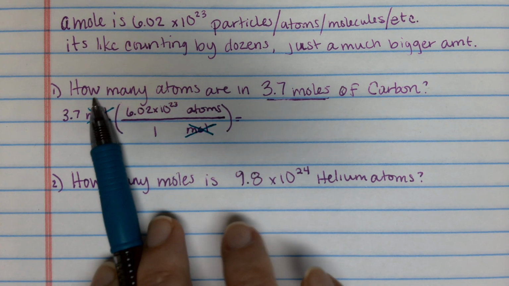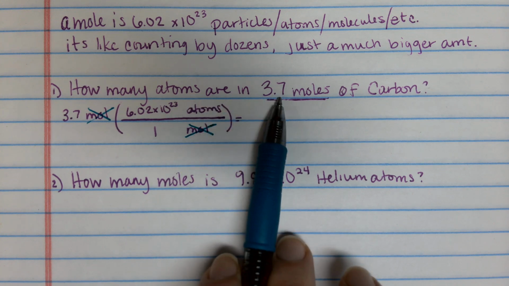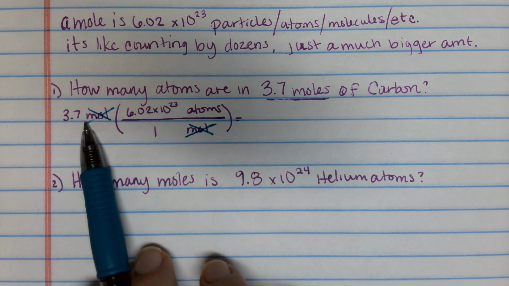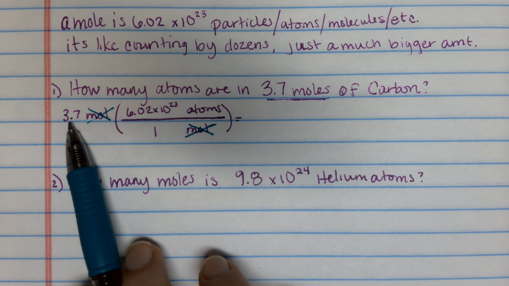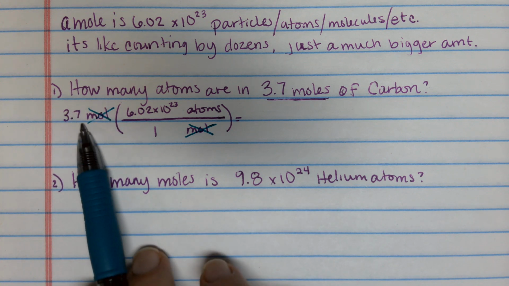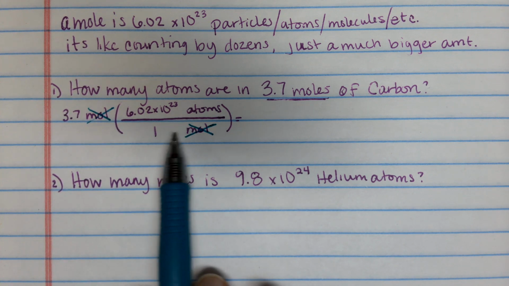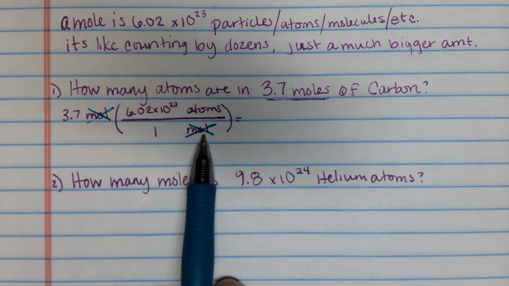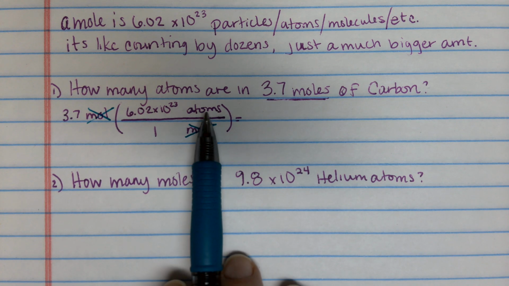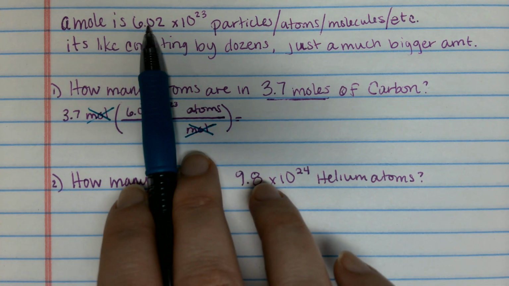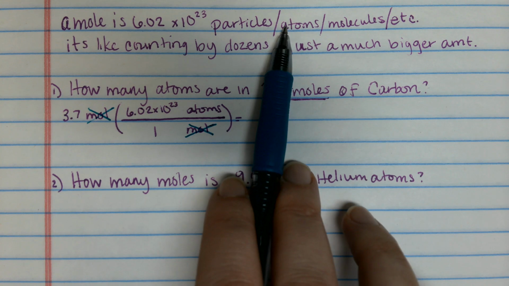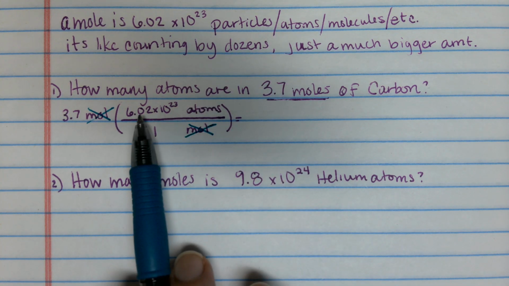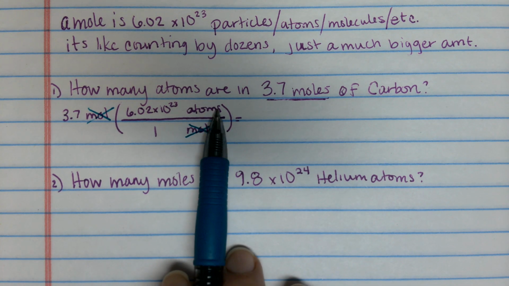Our first question is how many atoms are in 3.7 moles of carbon? So we're starting with moles and we want to convert that to atoms. So I write down my given information first. Now, since I want to cancel out moles, I put them in the denominator. And I'm going to put atoms in the numerator. It's 1 mole per every 6.02 times 10 to the 23rd atoms. So 1 mole, 6.02 times 10 to the 23rd atoms.